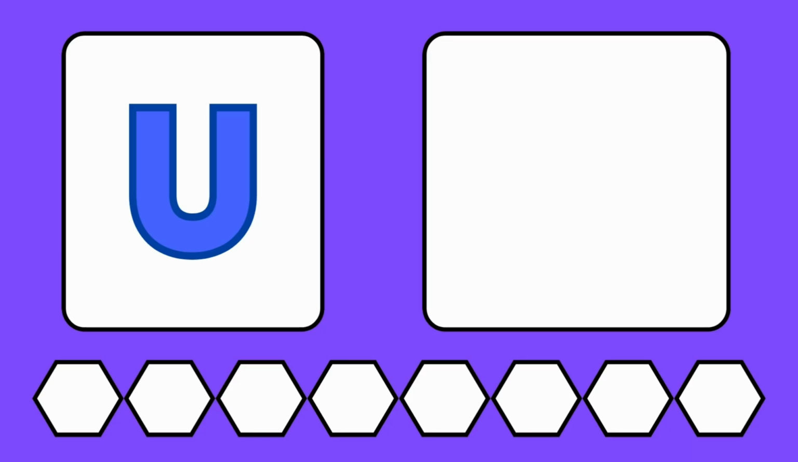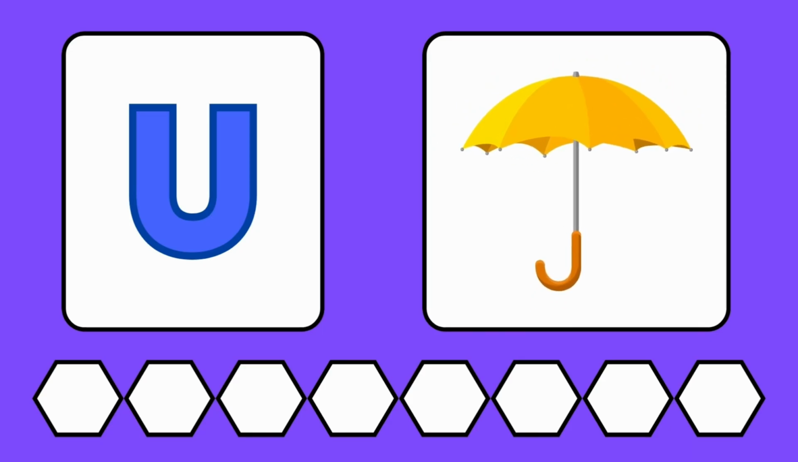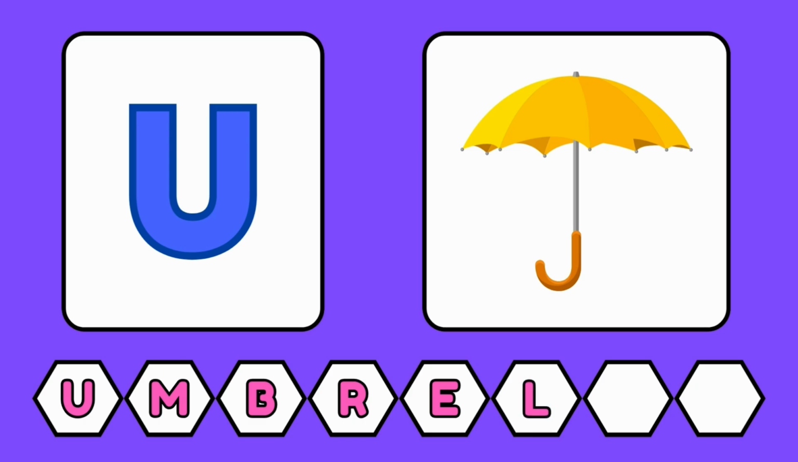U. U is for umbrella. Let's spell it. U. N. B. R. E. L. L. A. Umbrella.